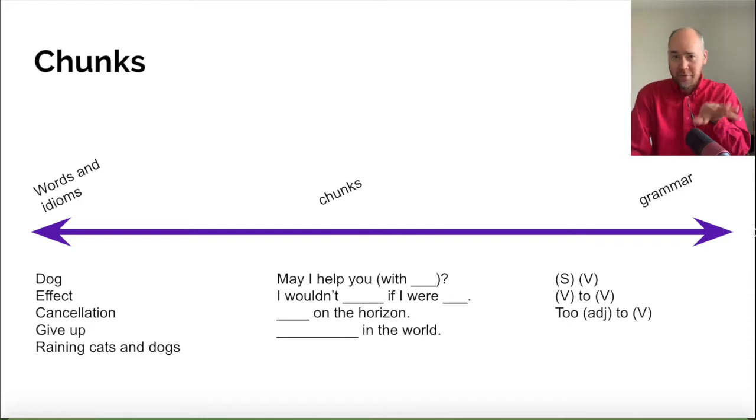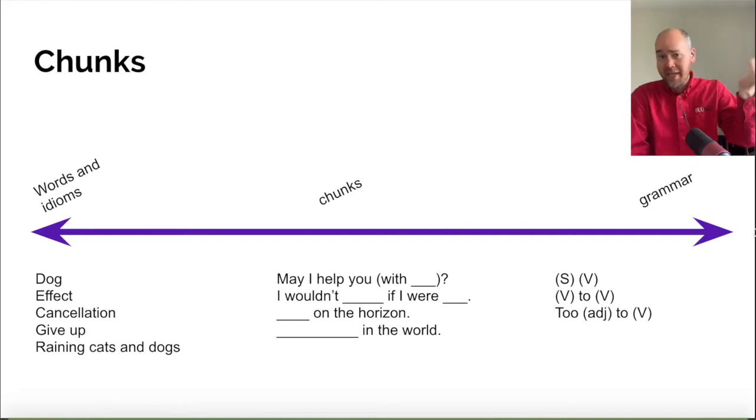For example, take this first chunk as an example. May I help you? That chunk, you can't really change any of those words and keep the same chunk, right? When you use this chunk in the situation, you always use may I help you, right? It's never might I help you or never would I help you, right? It's always may I help you. Sometimes can I help you, right?